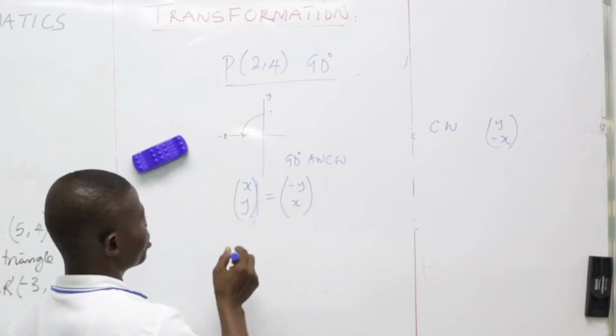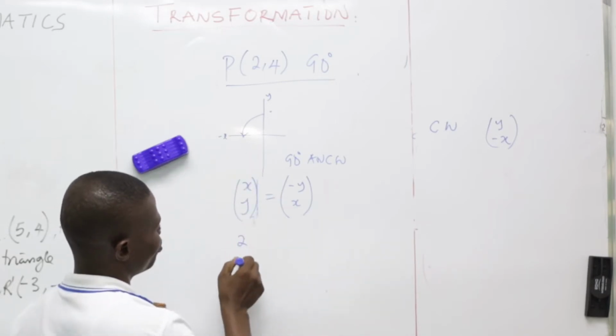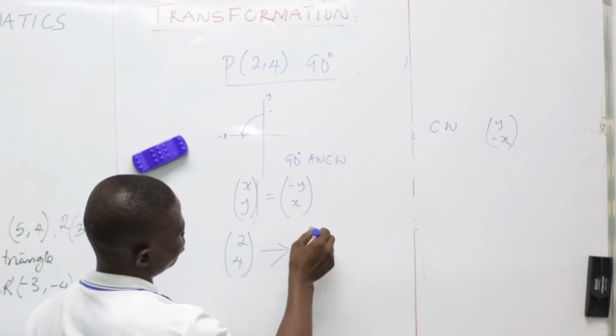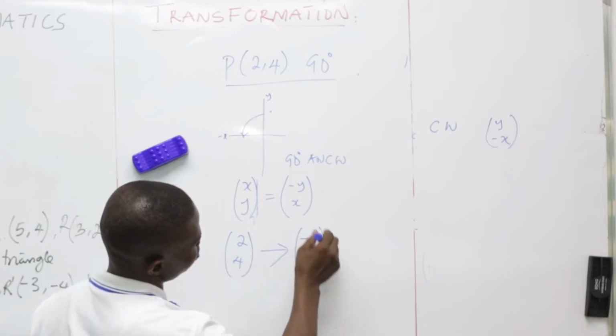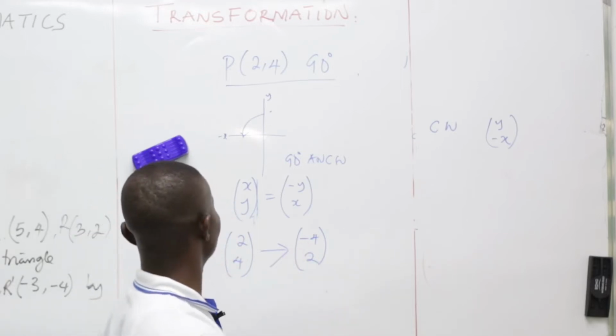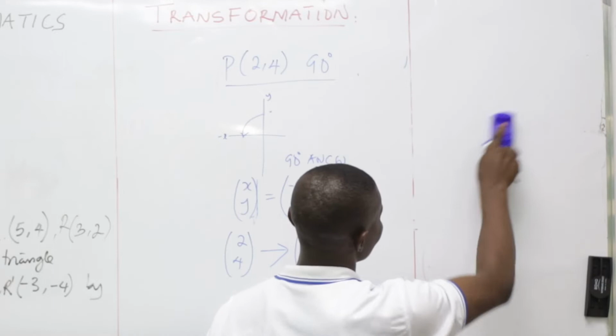Okay, now let us solve this. This is (2, 4). The solution now will be what? (Minus 4, 2). This is the answer. Now let us draw it. Sketch the solution.